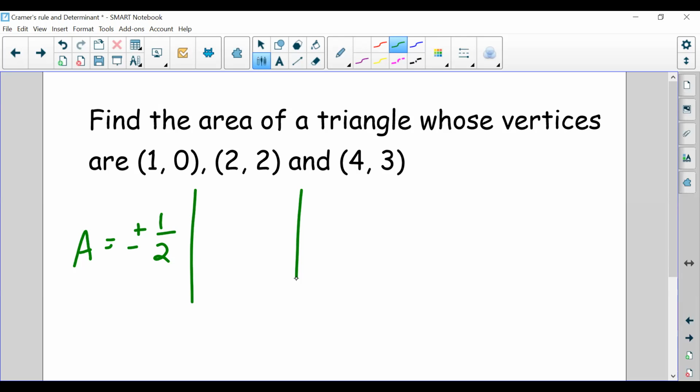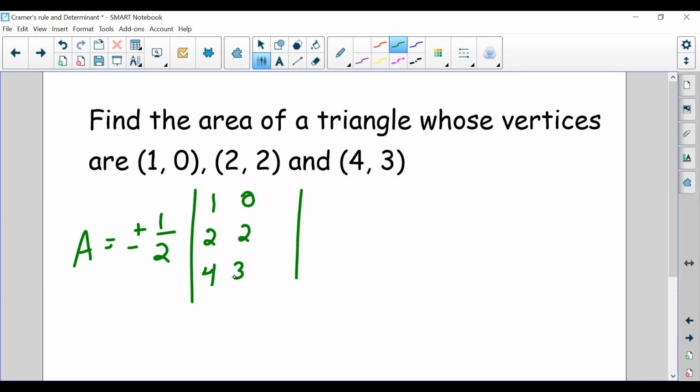Now, to set up our determinant, I have my first point, which is (1, 0). So I can put in my x column 1 and my y column 0. My next point is (2, 2), so in my x column I can put 2, and in my y column I can put 2. And my third point is (4, 3). So my x, I can put 4, and my y, I can put 3.